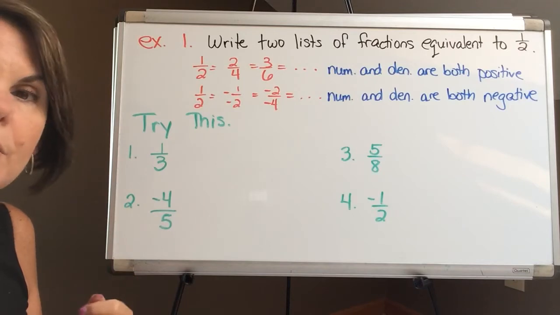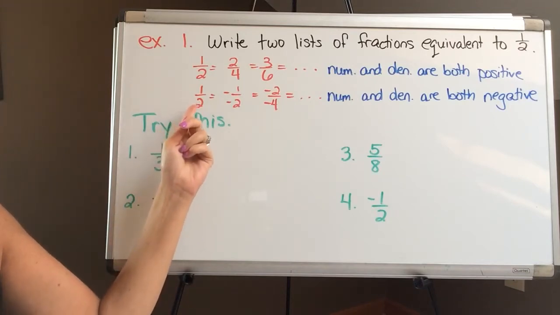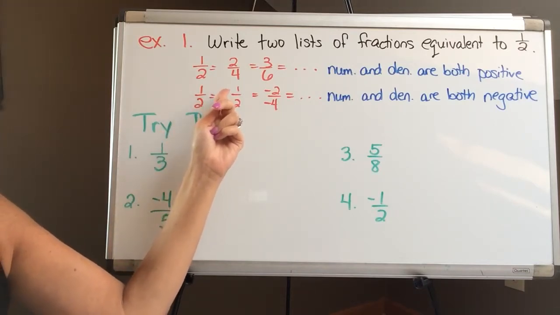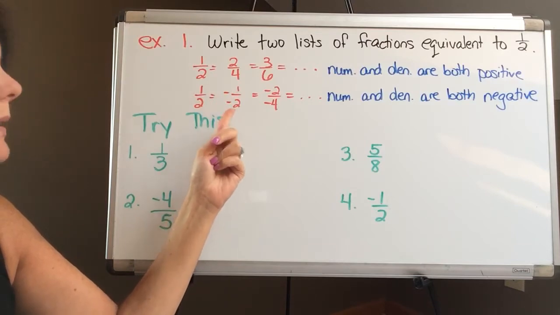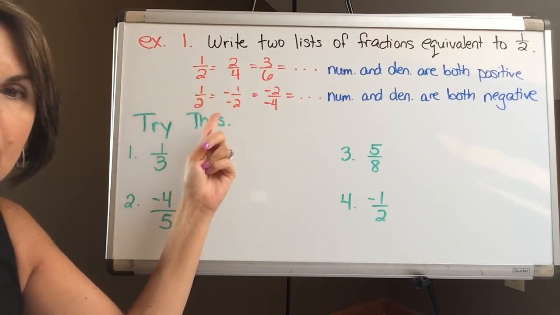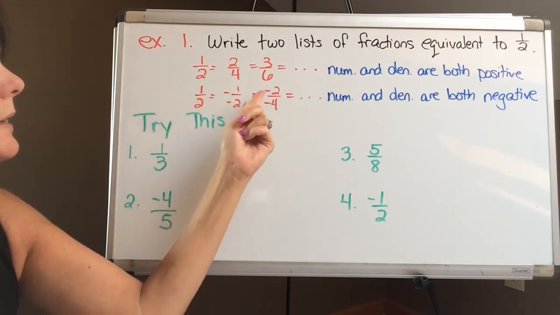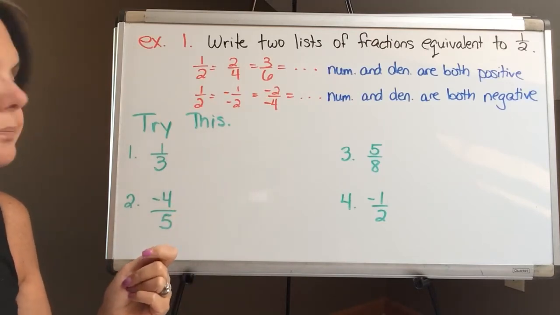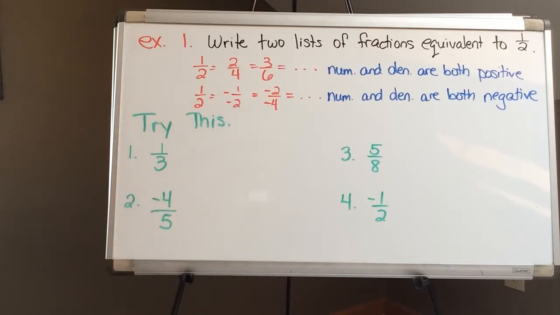Now, there's another way of looking at this. I could have 1/2, and I could look at it as -1 over -2. It's still positive. Negative divided by negative is a positive. And -2 over -4.